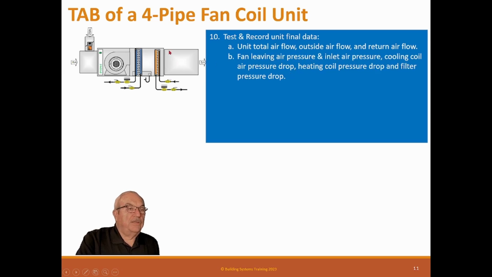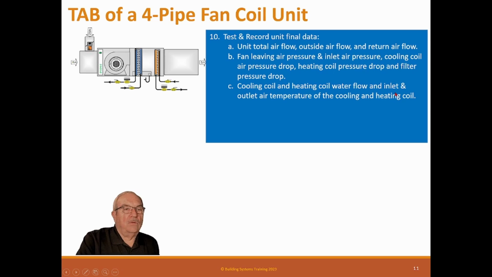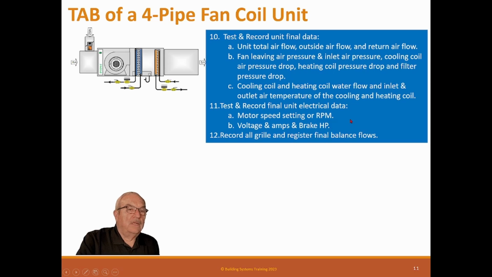Remember that outside air again, you set up by the ventilation requirement from the engineer, and then you check building pressure. And if it has a negative pressure, you're going to raise that up to at least neutral. If you have a lot of capacity, I would raise it to 0.015. That's not a lot of air to do that, but we need that pressure. Then the cooling coil and heating coil, water flow and inlet and outlet temperature again. Test and record final unit electrical data, motor speed and RPM, voltage, and record all grills data. Record all grills and register final balance flows.